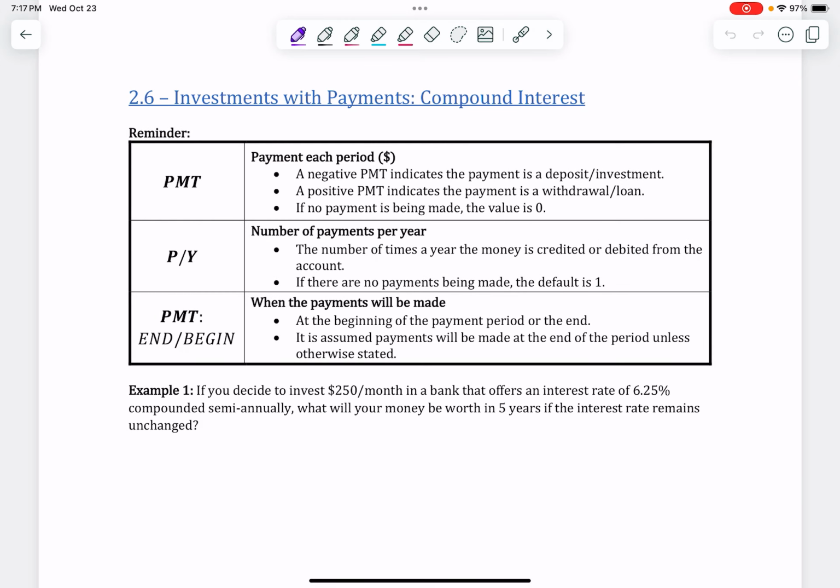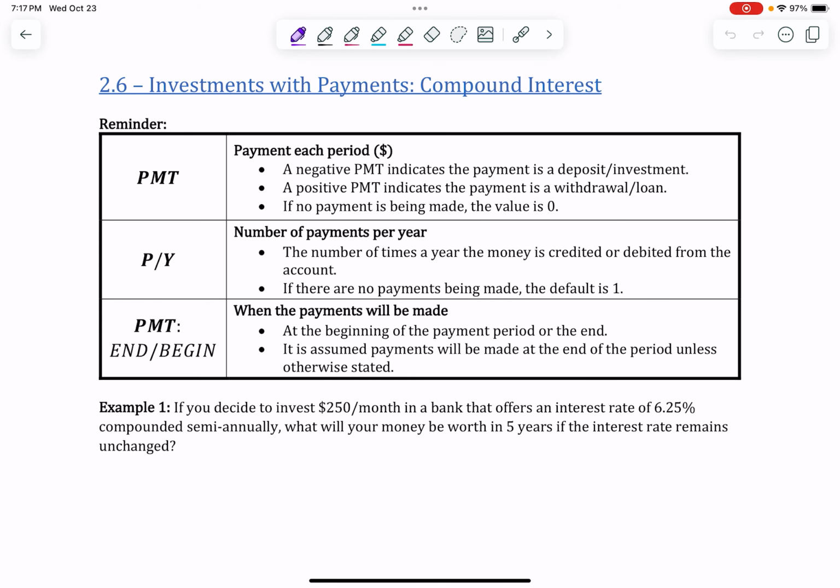Hello, grade 12s. We are tackling 2.6 today, which is where we really introduce the concept of repeated payments in either our investments or as withdrawals. So this is going to be the time in our unit where we're really seeing PMT, PY, and PMT end or beginning really coming into play.